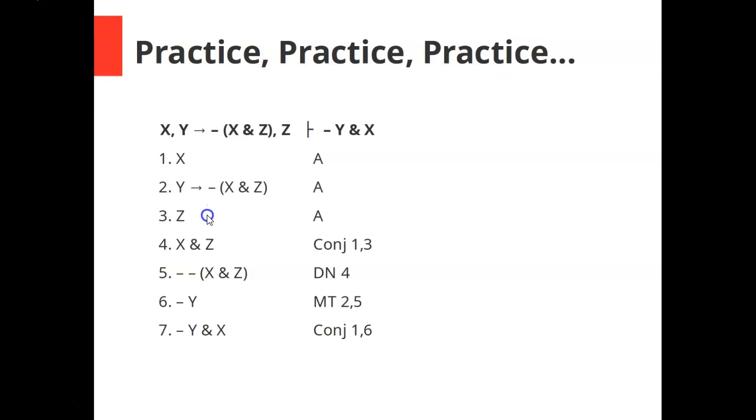Lines 1 through 3 are our assumptions. On line 4, we use the rule of conjunction with 1 and 3 to get X and Z. On line 5, we do a double negation of 4. We arrive at 6 because of modus tollens. With lines 2 and 5, you have a conditional and the negation of the consequent, so you're allowed to infer the negation of the antecedent. And then on line 7, we just combine lines 1 and 6 with the rule of conjunction. And that completes this proof.